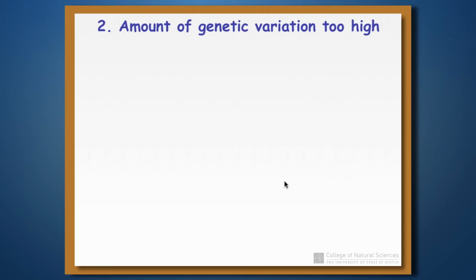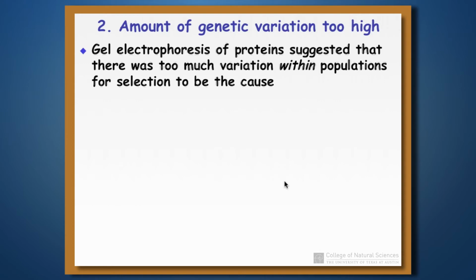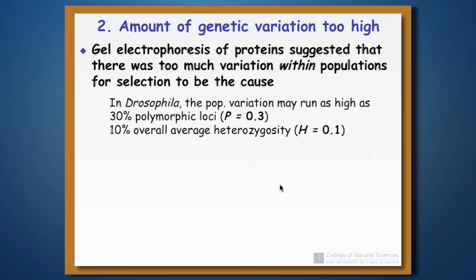All right, what about his second claim, that the amount of genetic variation was too high? What did he see? Well, people have done lots of gel electrophoresis of proteins in many, many different populations. And so it seemed like there was too much variation within populations for selection to be the cause. Let's look at one example from Drosophila. In Drosophila, population variation may run as high as 30% polymorphic loci. So that means that 30% of the loci looked at had at least some variation. And on average, they would find something around 10% heterozygosity at an average locus.